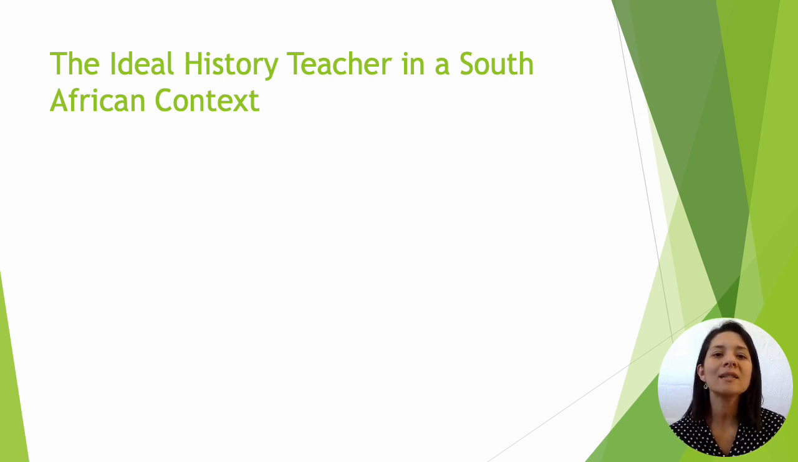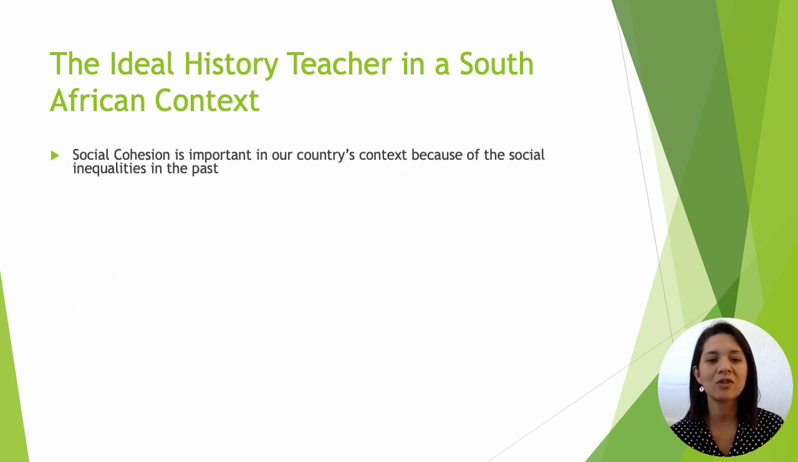Okay, so the ideal history teacher in a South African context. Specific to our country. In our country, social cohesion is important because of our social inequalities and injustices that happened in the past. So it is our responsibility, as we are bringing history across, as history teachers to promote social cohesion among the learners. So the teacher's agency is crucial to developing values of mutual respect and tolerance.